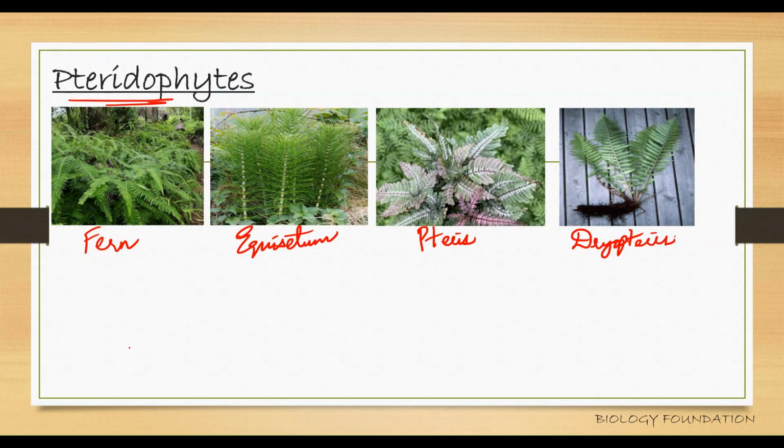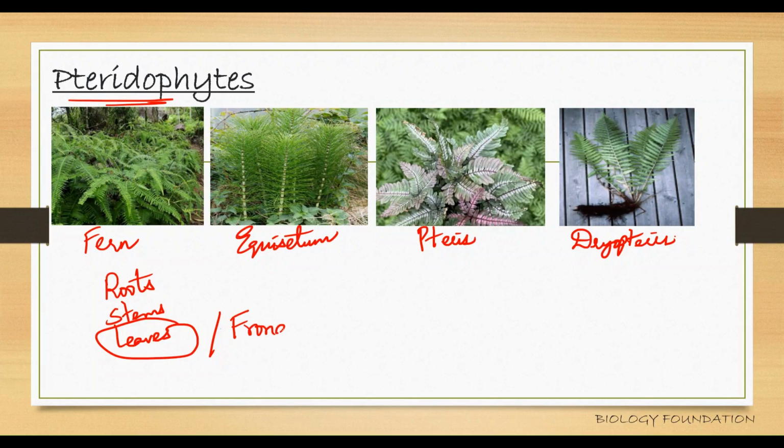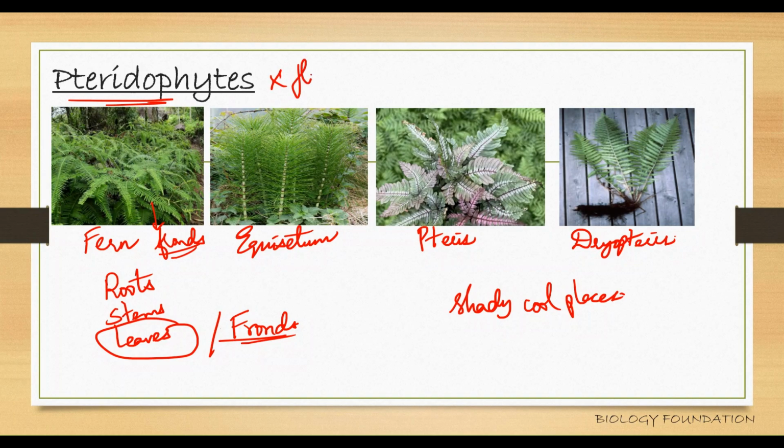Let's understand the characteristics of pteridophytes. Pteridophytes have roots, stems, and leaves. But the leaves in pteridophytes are called fronds. So what do I call the leaves in pteridophytes? They're called fronds. Where do they grow? They grow in shady, cool places. Are they flowering plants? No. They do not produce any flowers, nor any seeds.